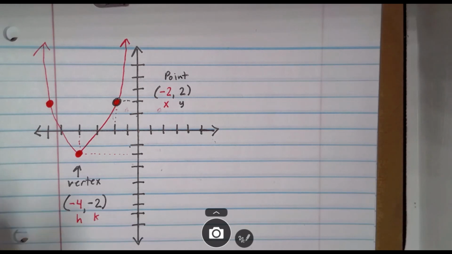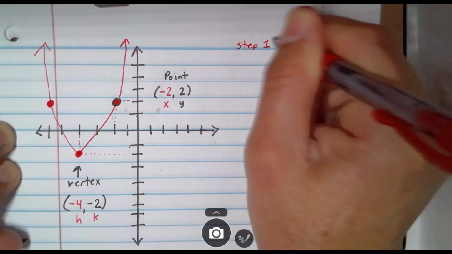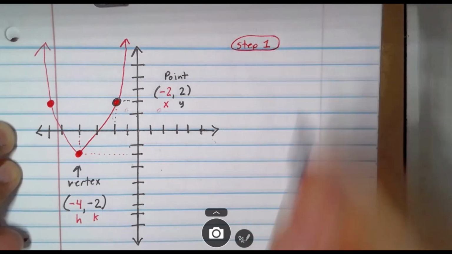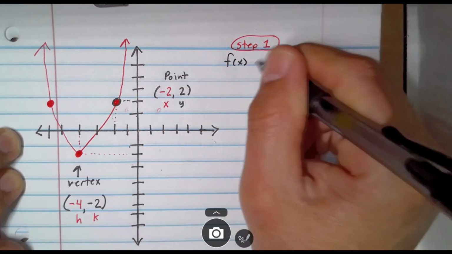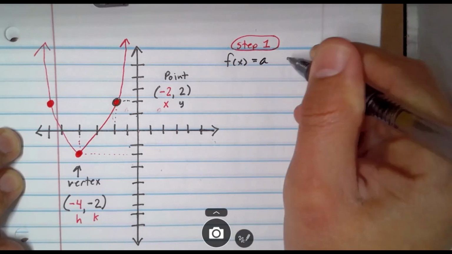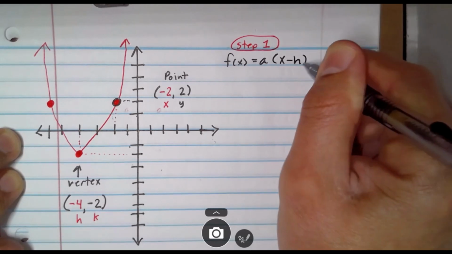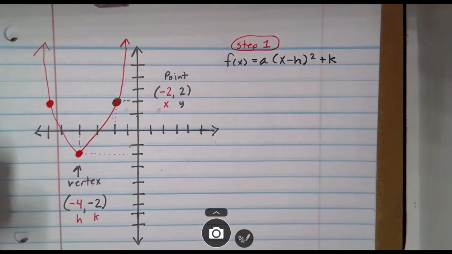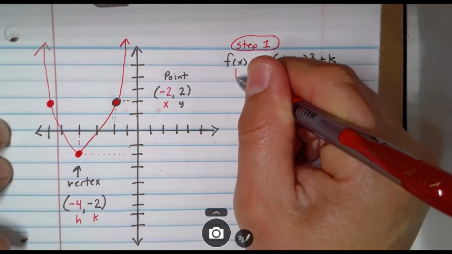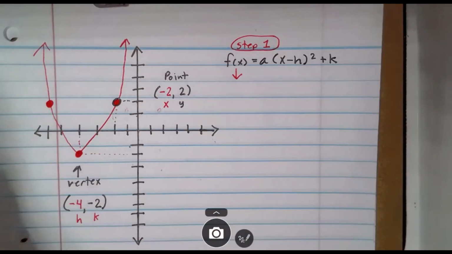So I've got this done, and now I want to go to step 1 of solving, now that I have the information I need to solve. I'm going to write my formula in vertex form. So it's f of x is equal to a times x minus h squared plus k. Now I'm going to replace the f of x with my y value, which in this case happens to be 2.